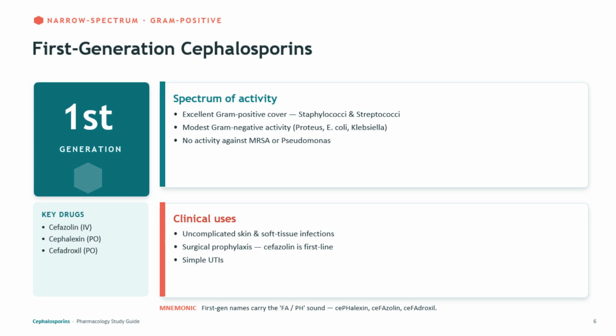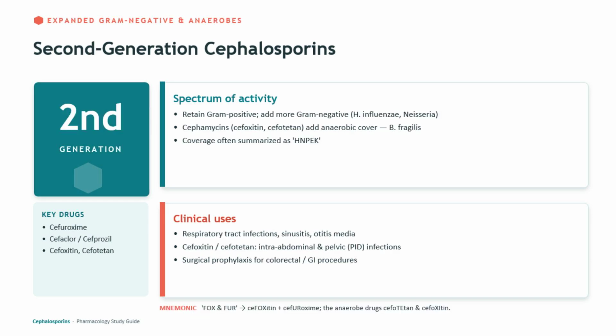Clinically, these are your workhorses for uncomplicated skin and soft tissue infections, for simple UTIs, and this is a big one for exams, for surgical prophylaxis, where cefazolin is first line. And here's your memory hook. The first gen names carry the FA or PH sound. Cephalexin, cefazolin, cefadroxil.